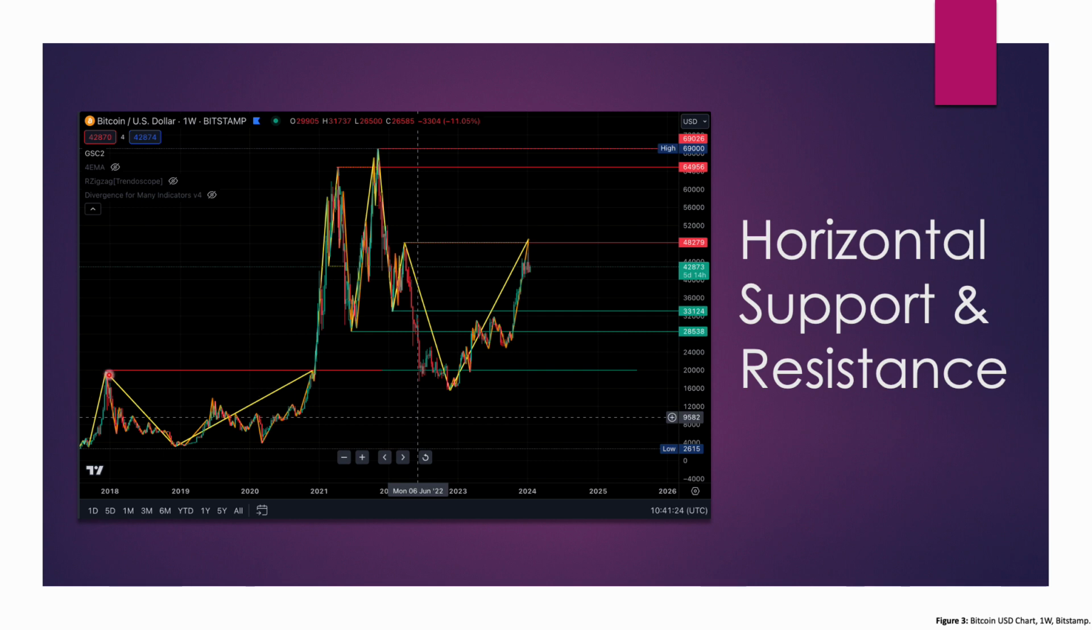You can see that the 2018 high of 20,000 was later support. It was breached shortly, but price got back up. You can see that the 48K level of January of 2022 was resistance, as we speak today.